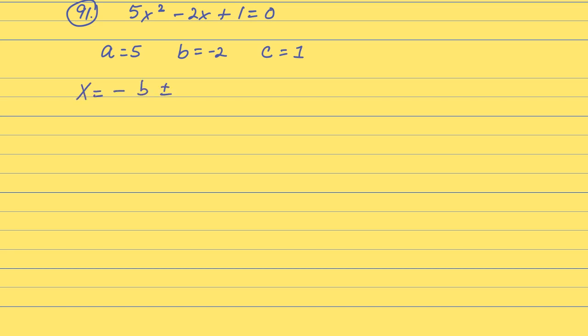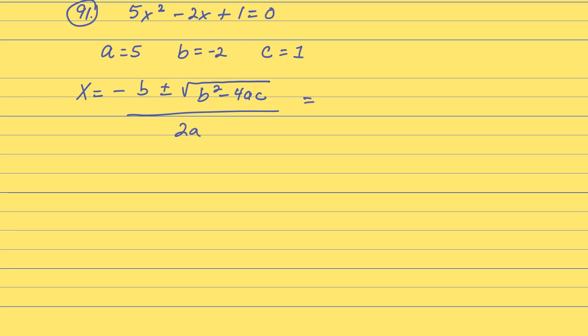Now number 91. We have 5x squared minus 2x plus 1 equals 0. We know that a is equal to 5, b is equal to negative 2, and c is equal to 1. And we know that the formula is negative b plus or minus the square root of b squared minus 4 times a times c, divided by 2a.